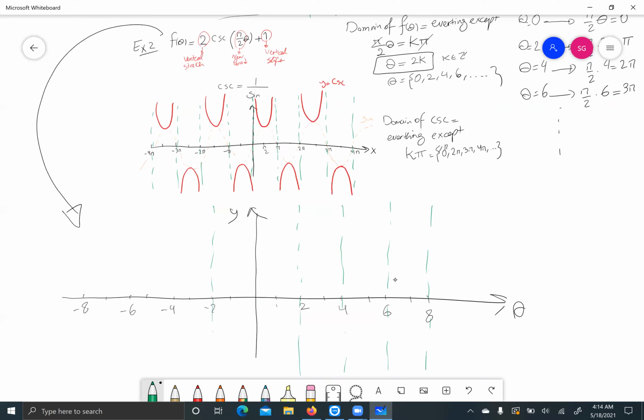So we have the vertical asymptotes here. And then there's a stretch for 2 units, that's okay. But there's a vertical shift as well. We need to shift it 1 unit up.